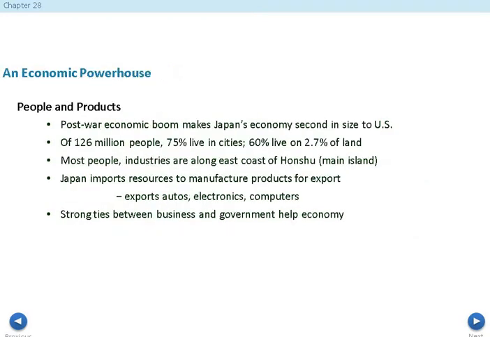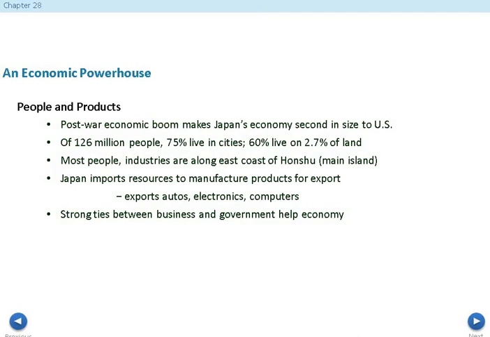Now, the post-war economic boom makes Japan's economy really good. It's second, basically, to the United States. Of 126 million people, 75% are living in the cities, and 60% live on about 2.7% of the land, meaning a lot of people in really small areas.